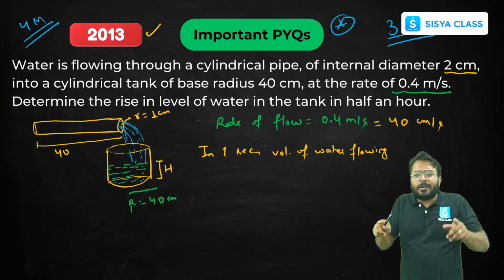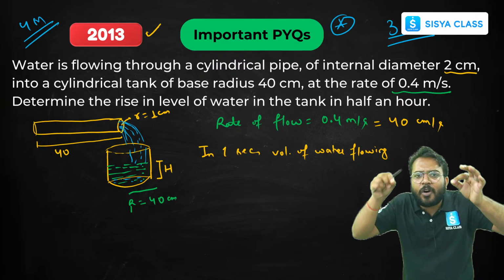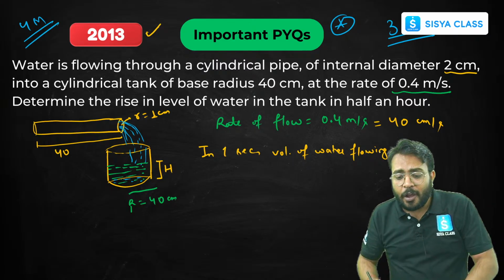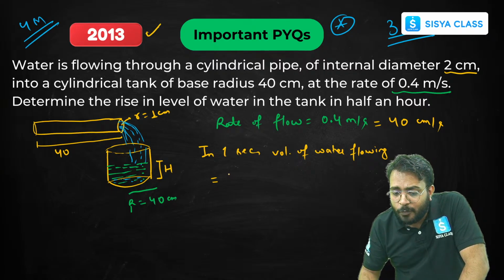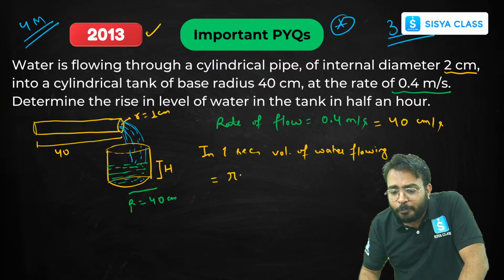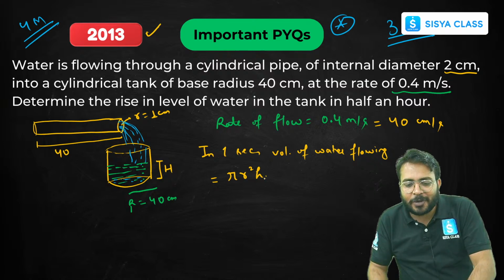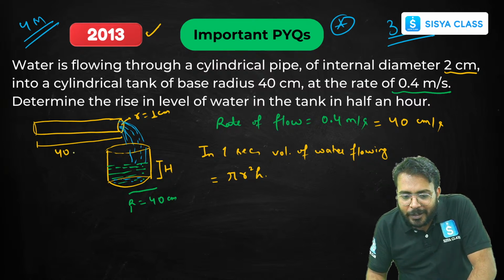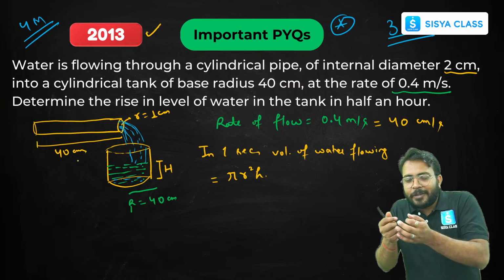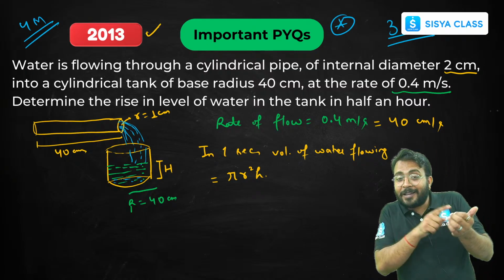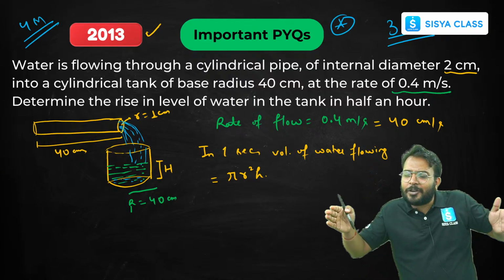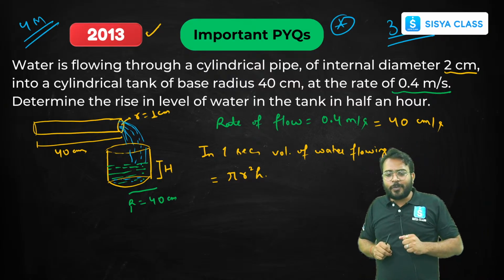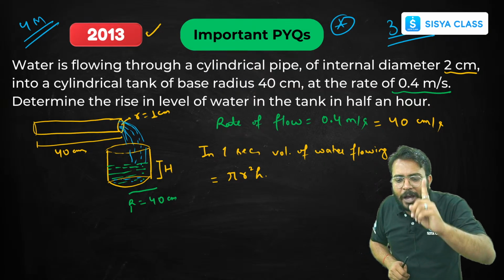It is nothing but the volume of your cylinder, beta. And what is the volume of your cylinder? Pi r square h, understood? Where the height is nothing but 40 centimeters. The speed I have converted into length. Speed was 40 centimeters per second, and that's why the length I have assumed as 40 centimeters. So pi into r square into h.